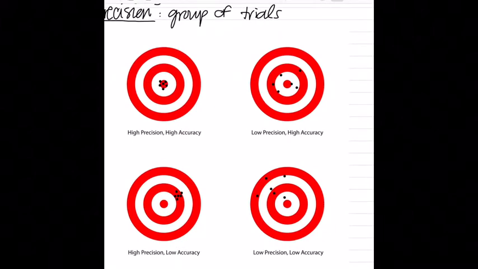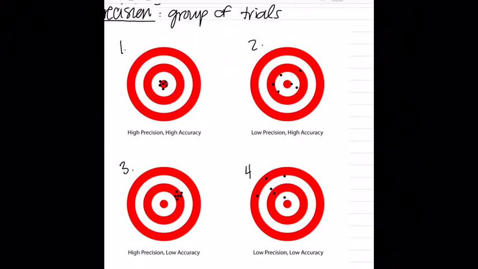So we've got 4 different scenarios here. You see on each target we have several dots. I'm going to number these so you know which ones I'm talking about. On the first one, you have all of your trials on the bullseye and grouped close together. So that means that you have high precision and high accuracy.